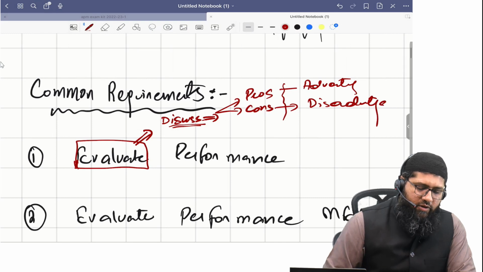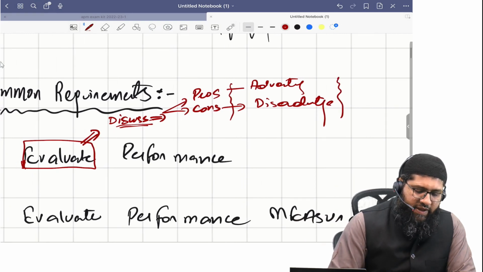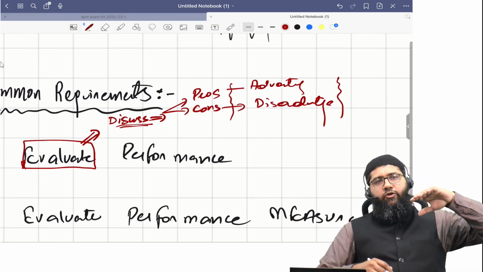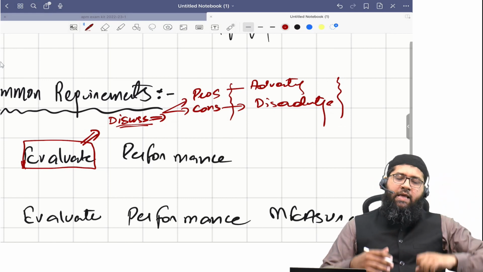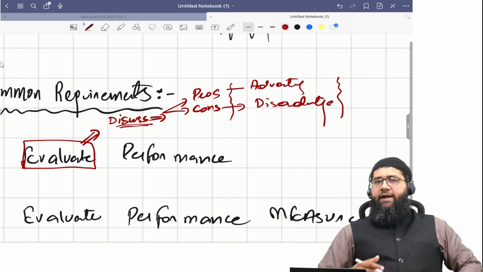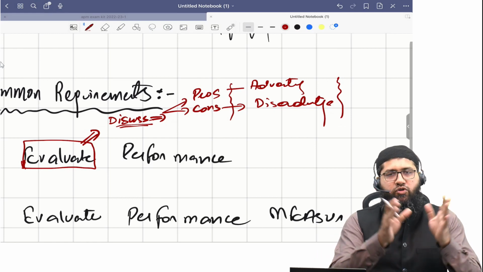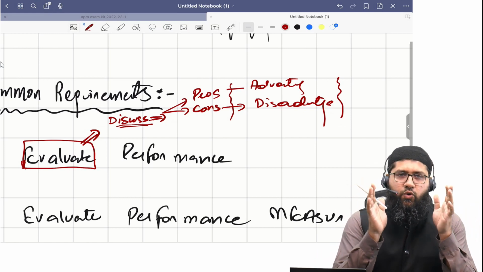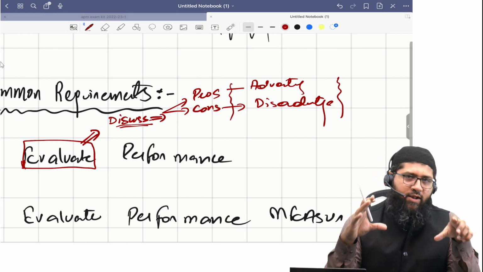When we talk about the application of something, you would talk about how it could have a positive impact on the entity, how it could have a negative impact on the entity, different things. So generally, both sides of the story is what you do when it comes to the word evaluation.